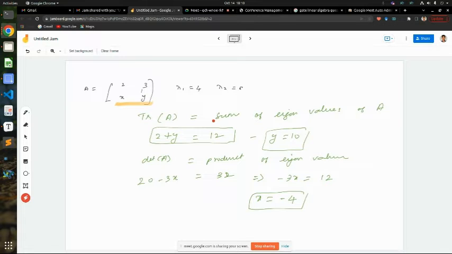Now just because you know the relevant properties of eigenvalues, you can easily obtain the answer in not even 1 minute. If this question occurred in GATE, and you knew that these two properties are relevant for eigenvalues, you would have solved this question in 30 seconds. All right, is there any doubt in this question?